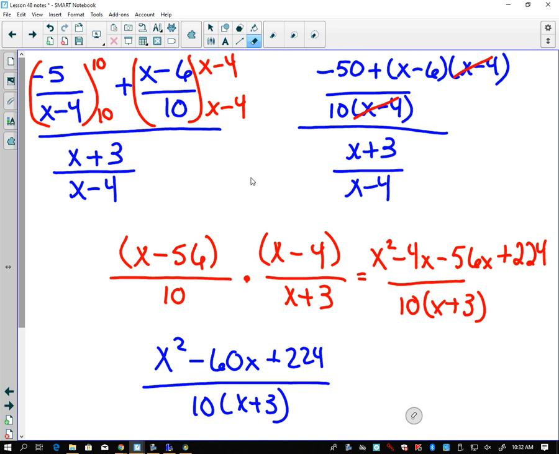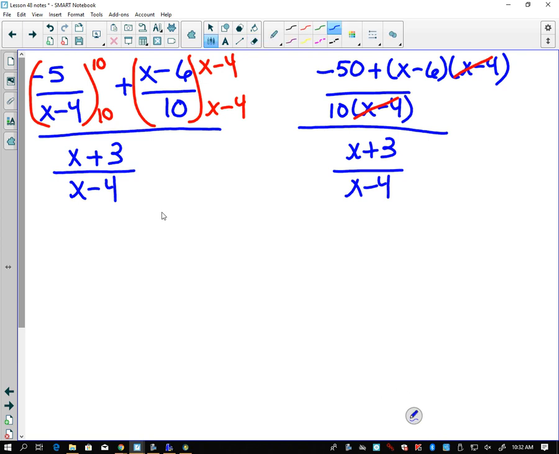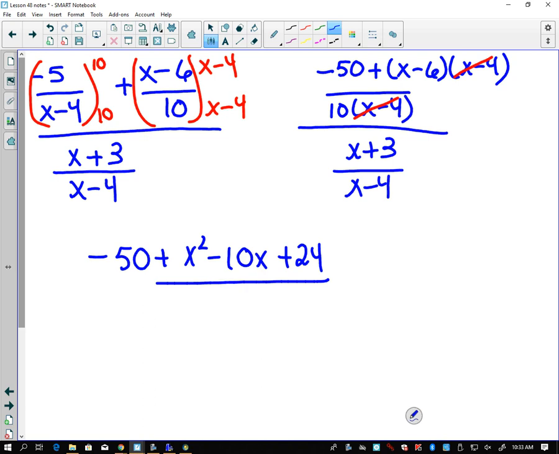I think probably one of the mistakes being made is that we went ahead and canceled out those x minus 4s right off the beginning. Rather than doing that, we want to keep it so that we have the negative 50, but we're getting plus x squared. With that, we're going to get negative 10x, and positive 24 over 10 times x minus 4 times x minus 4 over x plus 3, right?